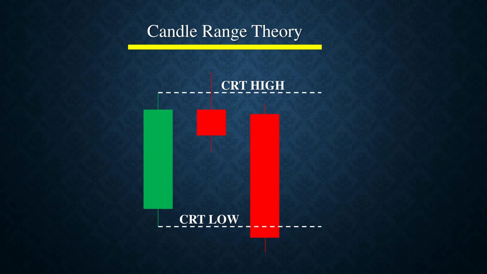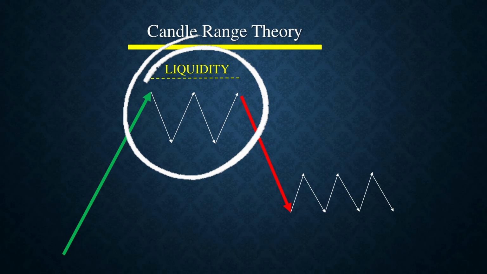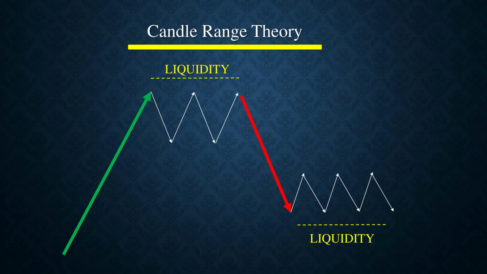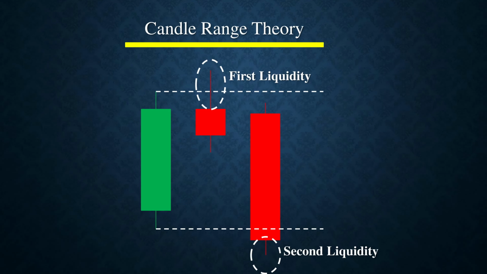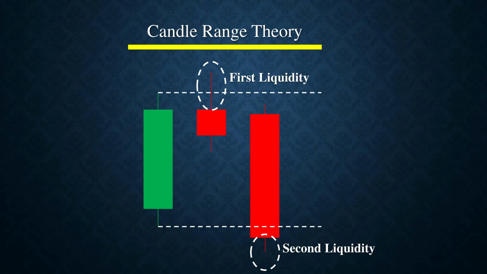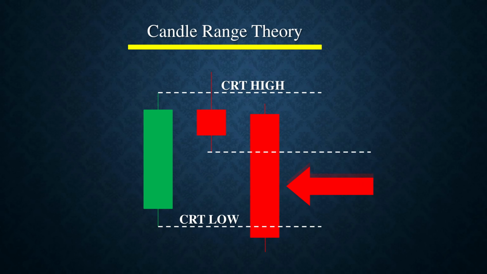And this prediction is based on the rule that the market always moves from one level of liquidity to another level of liquidity. In CRT, the highest point of the second candle is the first liquidity and the lowest point of the third or last candle is another liquidity. The crucial condition is that the body of the third candle should be lower than the lower shadow of the second candle, and after this position we will go for a short position.